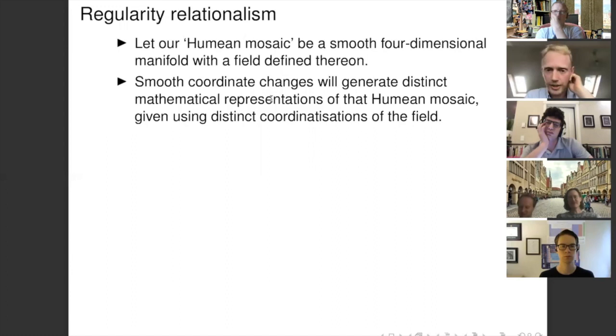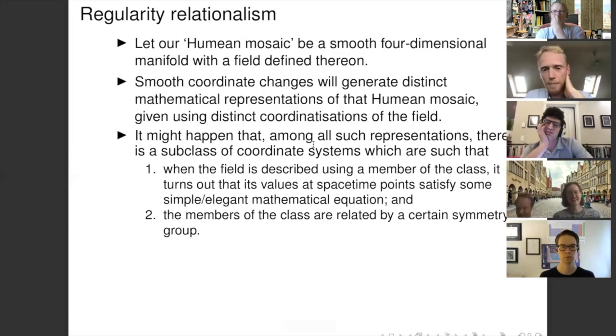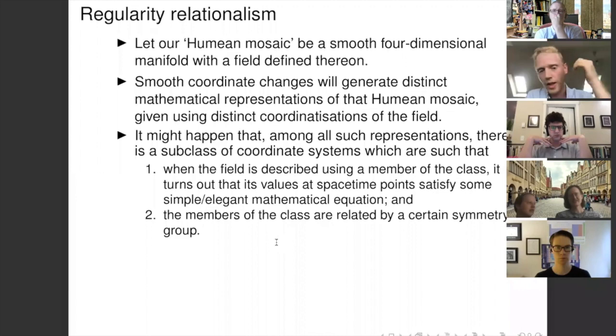But now you can think about doing a coordinate transformation, which will generate distinct mathematical representations of the Humean mosaic, given using distinct coordinatizations. And it might happen that among all such coordinatizations, your codifications of the Humean mosaic, there are some coordinate systems in which things simplify. There are some coordinate systems in which the fields are described using a member of the class. When the fields are described using a member of the class, it turns out that the values at space-time points satisfy some particularly simple and elegant descriptions. And moreover, that those frames are related by certain symmetries.